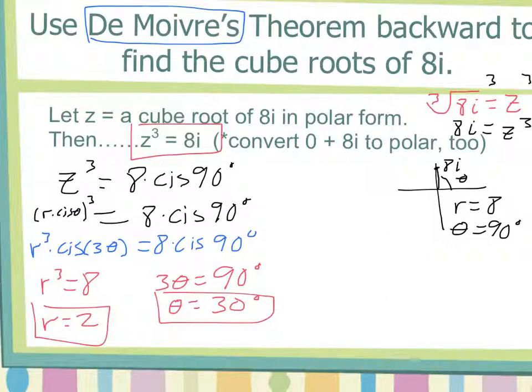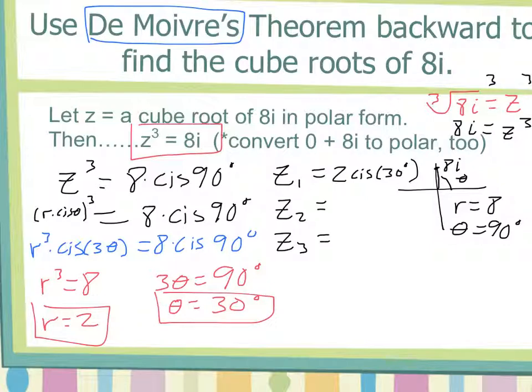Okay? Now, I'm not quite done, but what this does tell me is the first root is 2 cis 30. Okay? 2 cis 30 is our first root. Now, I'm not quite done. Okay? It's a cube root, so I have 2 others to find.